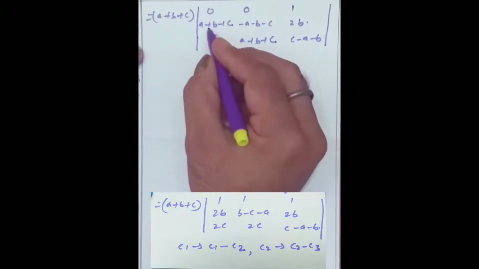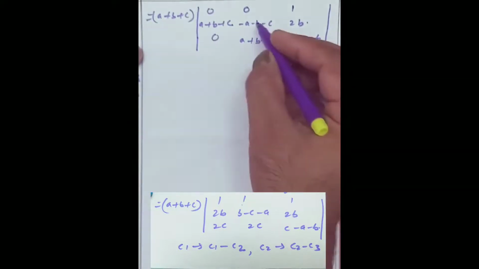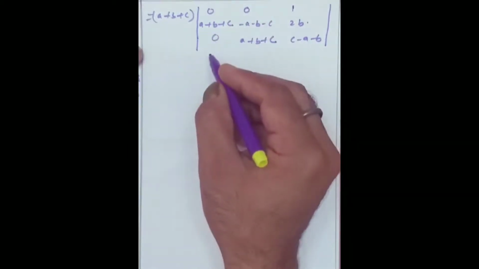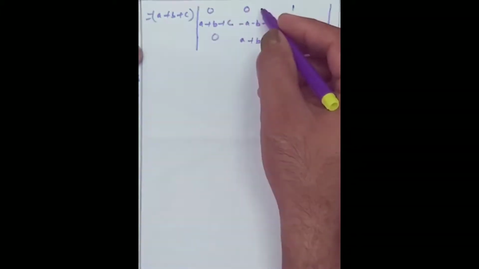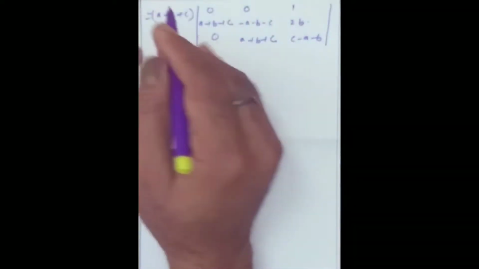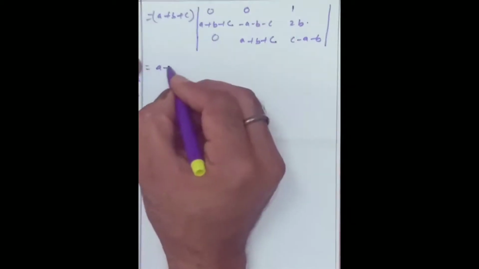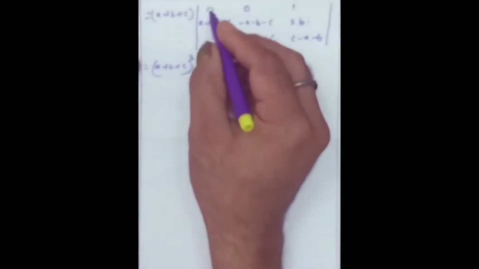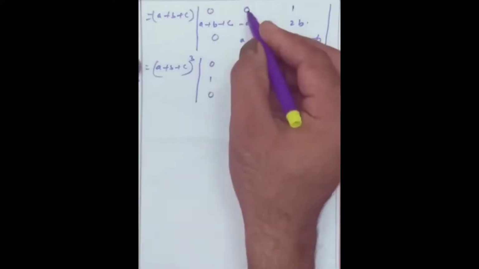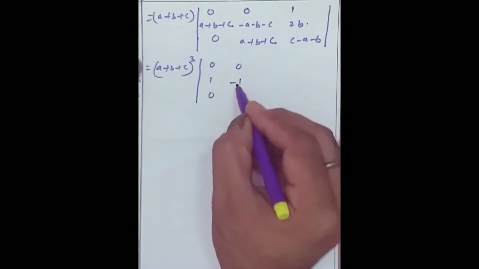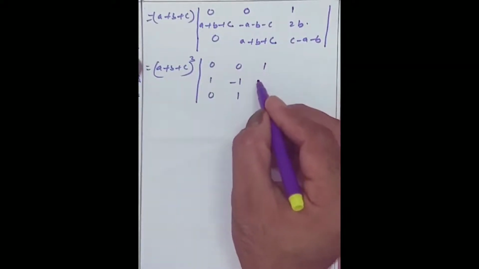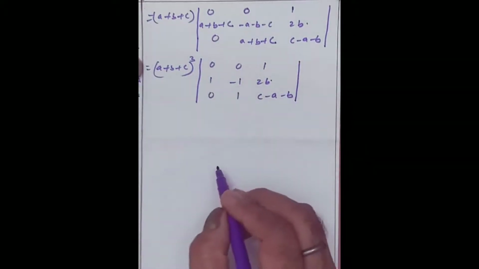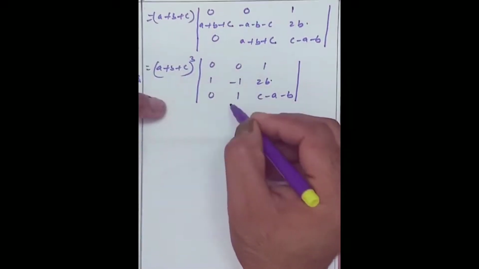Now a plus b plus c can be taken common from C1. Here also, minus outside, so a plus b plus c can be taken common. So a plus b plus c from here, a plus b plus c from here. So 2 more factors are coming out. 1 is already there, so we have (a plus b plus c) power 3 now. Inside 0, 1, 0 and 0, here we have minus 1 and 1, and here we have 1, 2b and c minus a minus b. This is remaining.